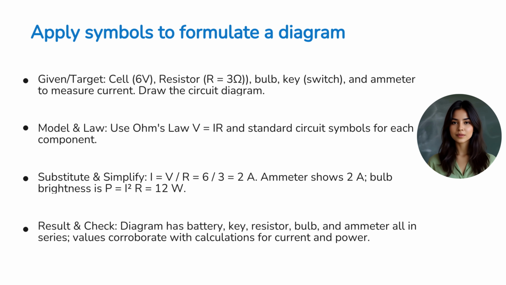The power dissipated by the bulb can be calculated as power equals current squared times resistance, which is 2 amperes squared times 3 ohms, giving 12 watts. The diagram you draw will show the battery, switch, resistor, bulb, and ammeter all connected in series, forming a neat loop. This simple circuit not only illustrates how symbols come together to represent real connections but also how calculations and measurements tell us the behavior of the circuit.